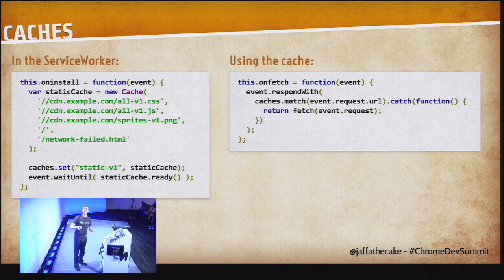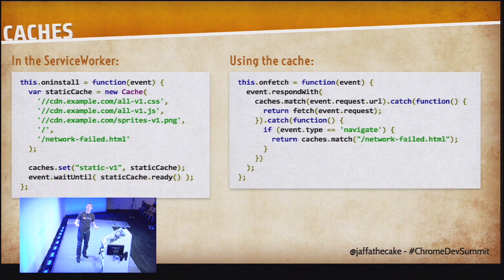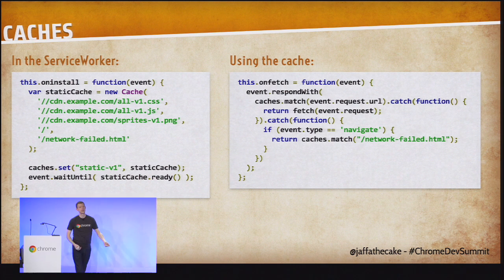And what I'm doing is I'm using fetch, and I'm just going to pipe through the request. So we're going to go to the network. Of course, if there's nothing in the cache and the network request fails, we're going to get nothing. But we can fix that as well. We can catch again. And here I'm going to go to the cache again, and I'm going to get the network failed.html file and serve that. And I know that's there because I depended on it in the onInstall event.